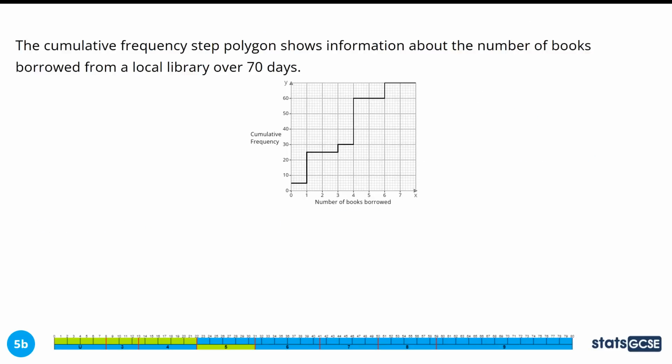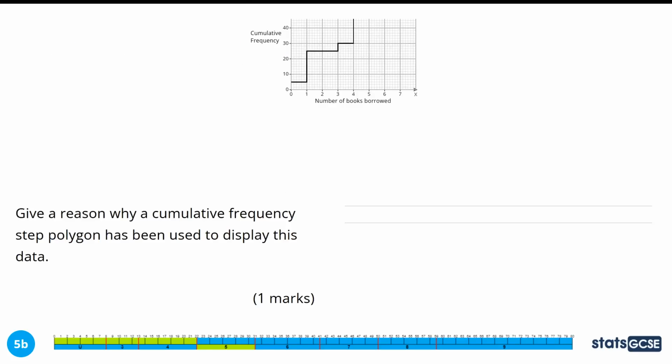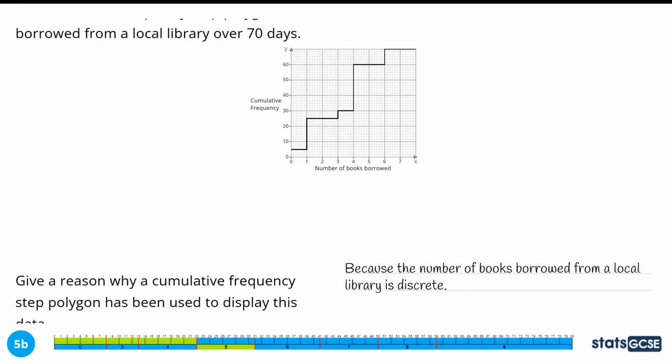The cumulative frequency step polygon shows information about the number of books borrowed from a local library over 70 days. Give a reason why a cumulative frequency step polygon has been used to display this data. A cumulative frequency step polygon is perfect for this situation because the number of books borrowed is discrete, meaning that you can't get 1.5 books. You either get 0, 1, 2, 3, etc.